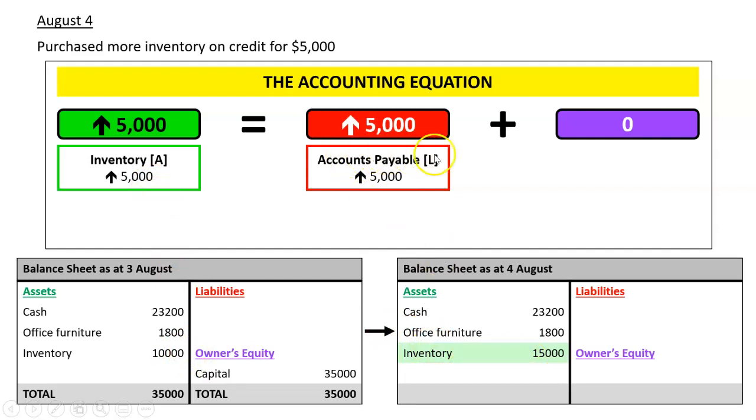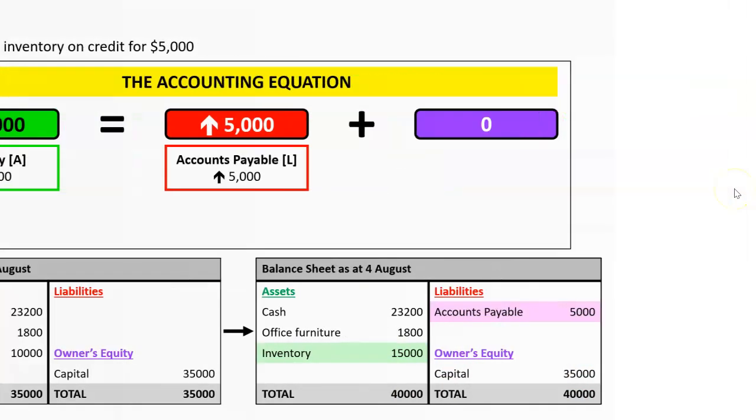Now we can move over here. Liabilities, there were none the day before, but we said there's one called accounts payable going up, so that should go in there like this. Capital, nothing happened, so that's going to stay as it was at 35,000. Total it up, we've got assets of 23,200 plus 1,800 plus 15,000. That's a total of 40. Total up the liabilities and the owner's equity, we also get 40. Rules of double entry accounting are fulfilled.